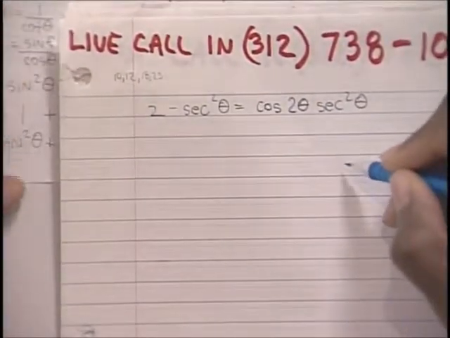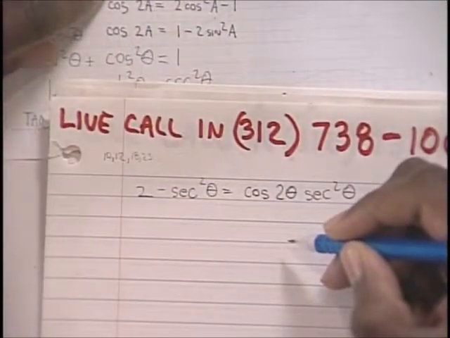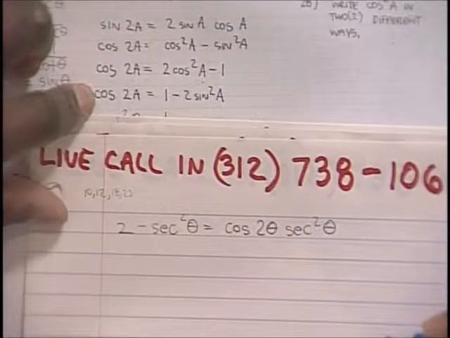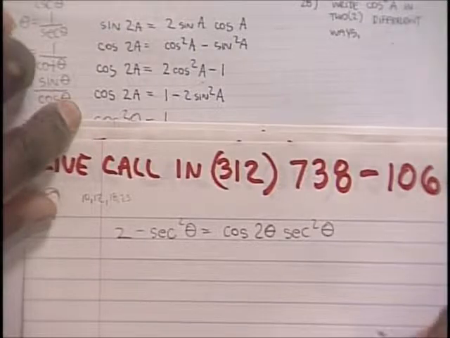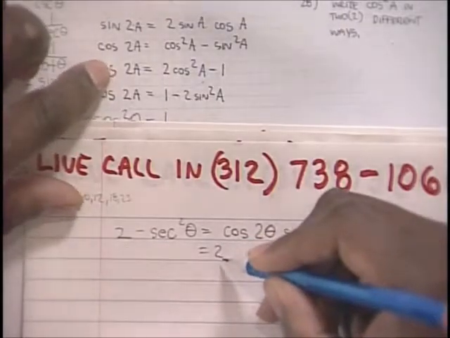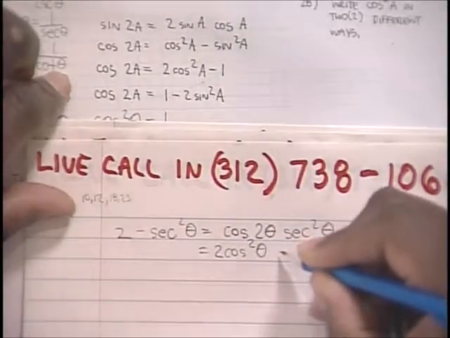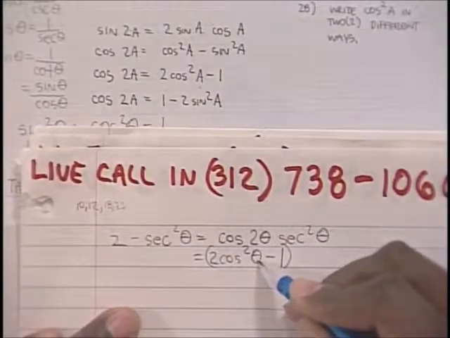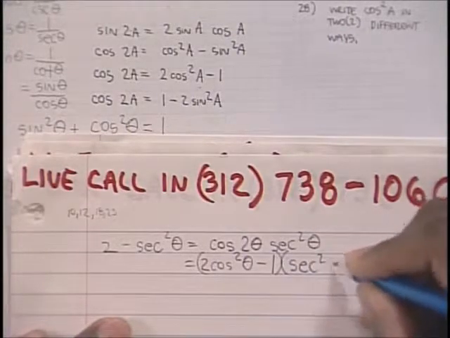Well, we know that cosine of 2 theta can be equal to a variety of things, this or this. I think in this particular problem, it might be easiest to simplify the cosine of 2 theta to be equal to 2 cosine squared theta minus 1. So another way to say cosine of 2 theta is 2 cosine squared theta minus 1. And let's multiply that by secant squared theta.